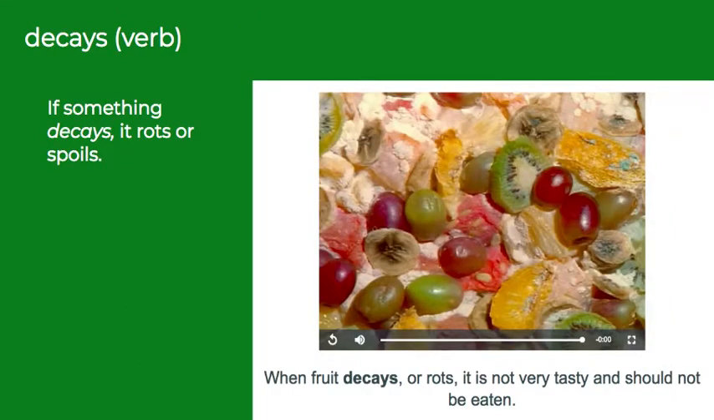Our next word is decays. Decays. It's also a verb. And if something decays, it rots or spoils. And when fruit decays or rots, it is not very tasty and should not be eaten, by humans anyway.